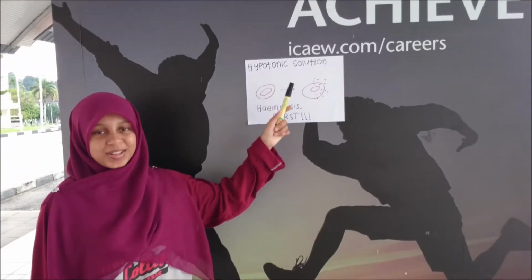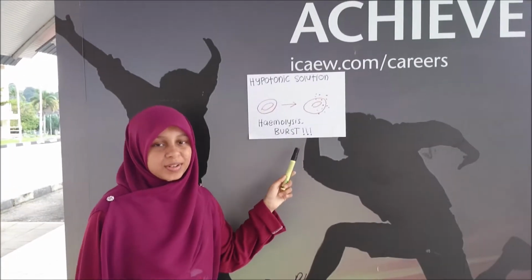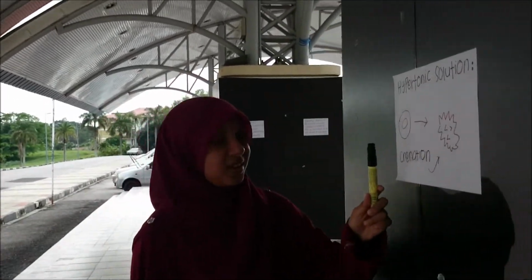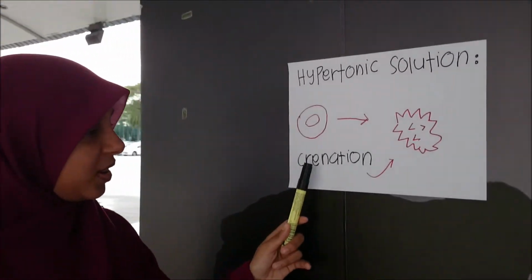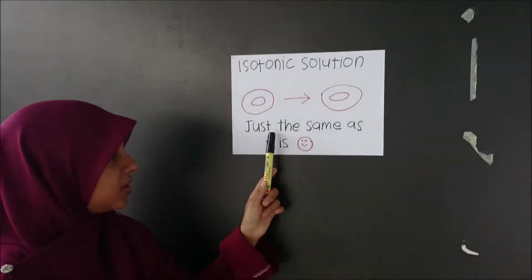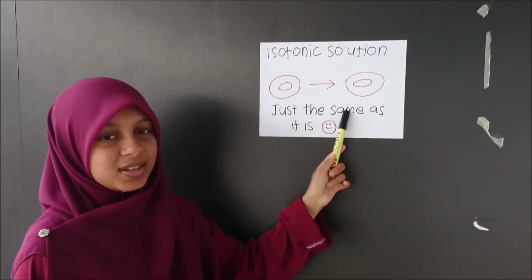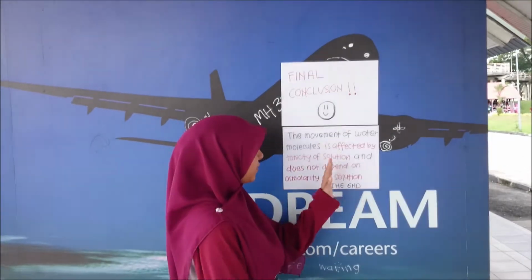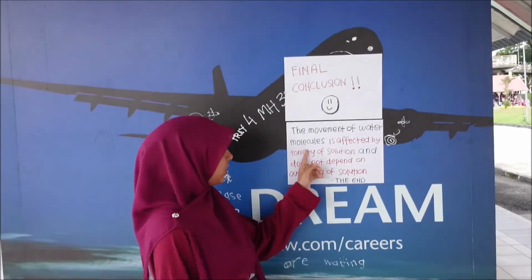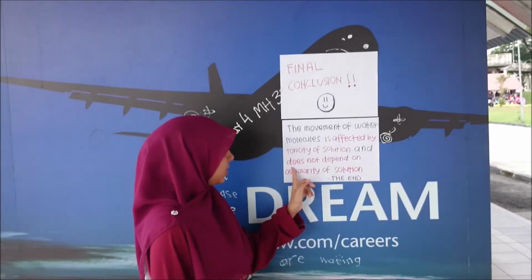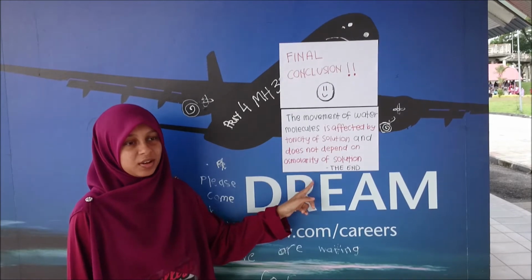Now I will talk about the conclusion. For the hypotonic solution, the red blood cell will undergo hemolysis, where the red blood cell will burst. For the hypertonic solution, the red blood cell will undergo crenation. For the isotonic solution, the red blood cell will stay just the same as it is, like shown in this picture. Now it's time for the final conclusion. The movement of water molecules is affected by the tonicity of the solution and does not depend on the osmolarity of the solution.